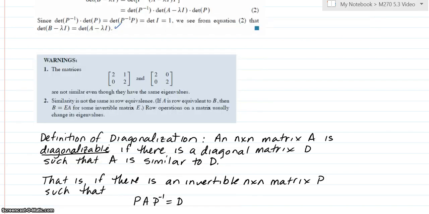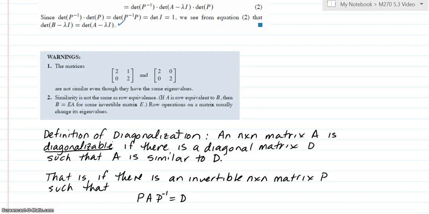So now let's go over the definition of diagonalization. An n by n matrix A is diagonalizable if there is a diagonal matrix D such that A is similar to D. That is, if there is an invertible n by n matrix P such that P inverse A P equals D.